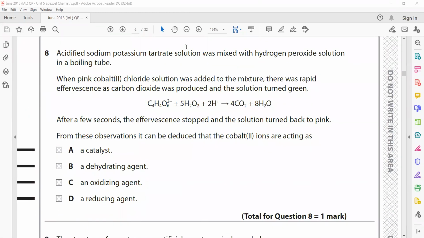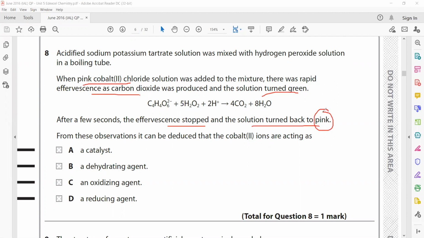Question 8. Acidified sodium potassium tartrate solution was mixed with hydrogen peroxide in a boiling tube. When pink cobalt(II) chloride solution was added, there was a rapid effervescence, carbon dioxide was produced, and the solution turned green. After a few seconds the effervescence stopped and the solution turned back pink.